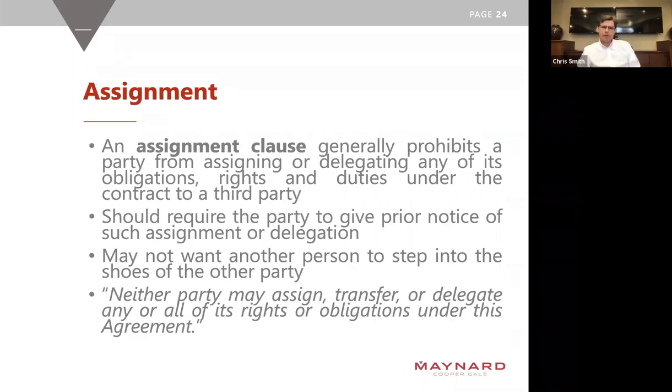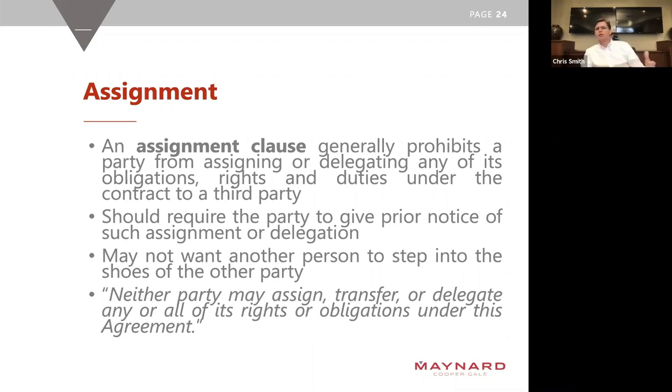An assignment clause generally prohibits a party from assigning or delegating any of its obligations, rights, and duties under the contract to a third party. It should require the party to give prior notice of such assignment. You may not want another party to step into the shoes of the other party. So this makes sense, right? And this is one of those common provisions that you'll see in almost every contract.